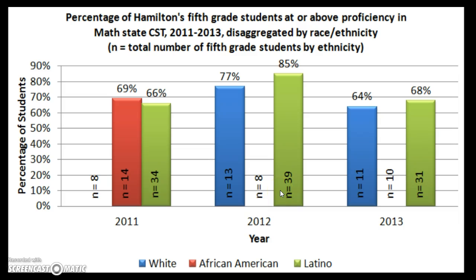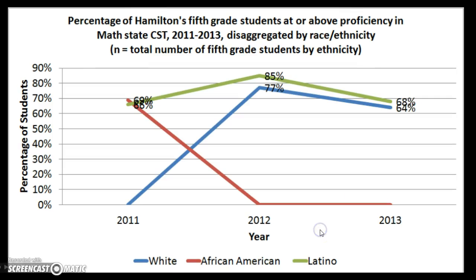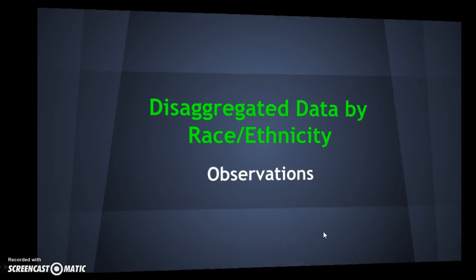If we look at our fifth graders, we see a similar pattern to the fourth graders. The Latinos, well, in 2011, we didn't have enough white students, so we don't have data for them. But in 2012, you will see that the Latino students again are outperforming the white students, and the same for 2013. So the achievement gap was closed for fifth graders as well in 2012 and 2013.